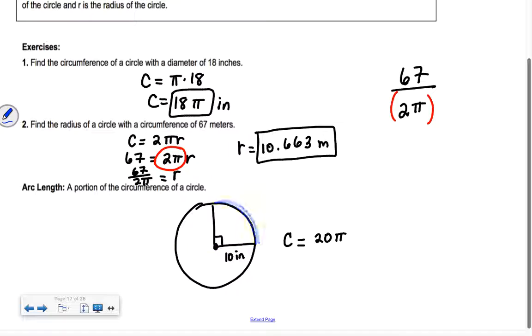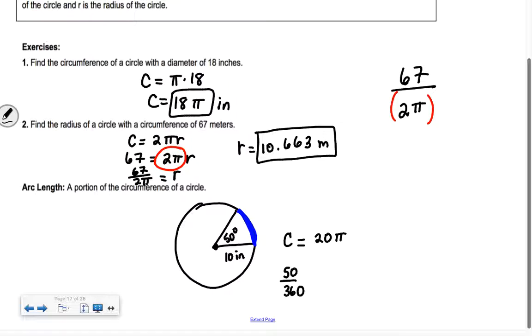All right, here's where the curveball comes in. Are you ready for it? What if I had 50 degrees here and I asked for this length here? Ah, Jacob Sager, I'm impressed. 50 out of 360. Do we see this? Why? Because that's the fraction of the circle we have.